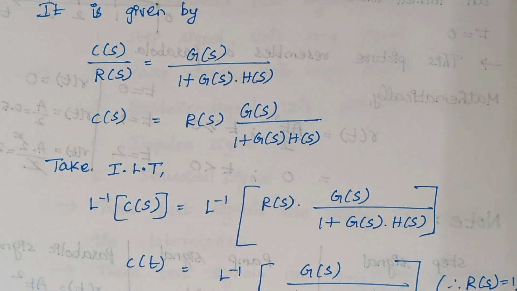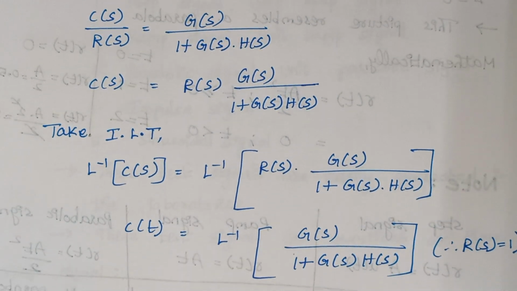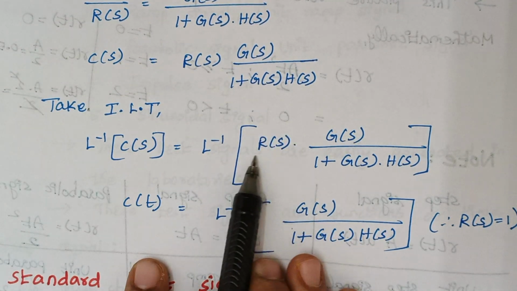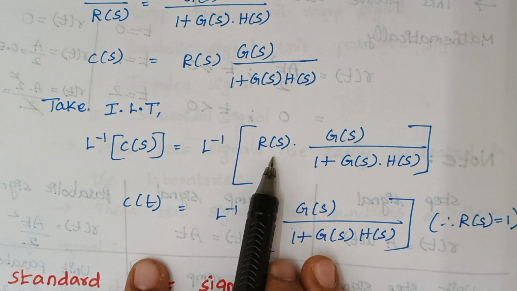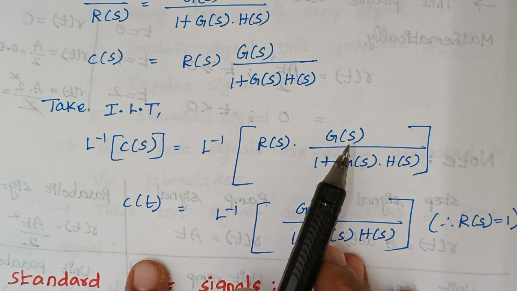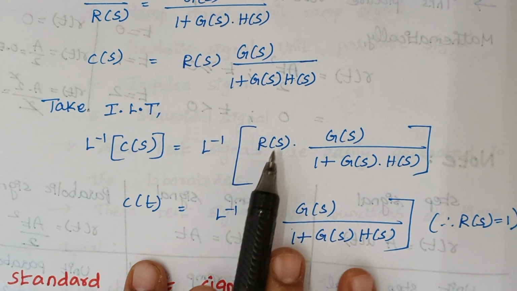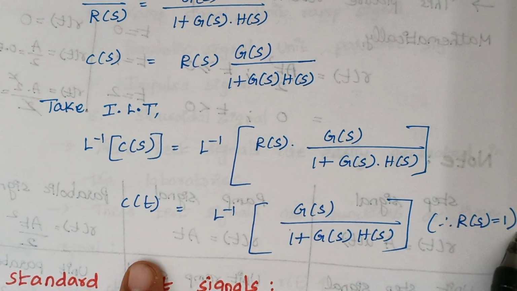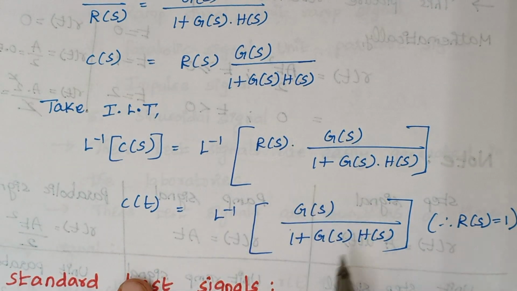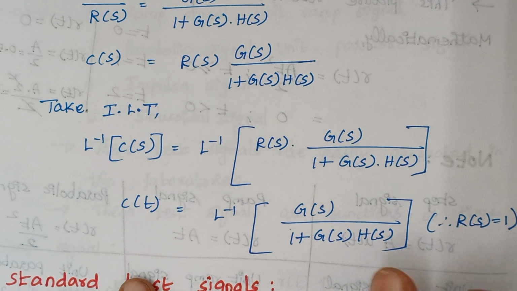When you take the inverse Laplace transform on both sides, C(s) gets reduced to C(t). The inverse Laplace transform of R(s) is nothing but your input signal. Here we are giving an impulse signal as input, and whenever you take its Laplace transformation its value becomes unity, so R(s) becomes unity. So we have the expression as the inverse Laplace of G(s) divided by 1 + G(s)H(s), right?